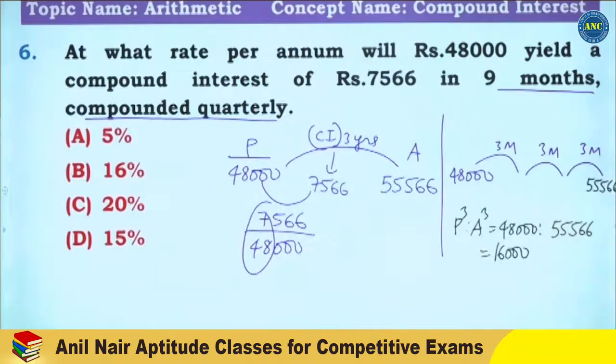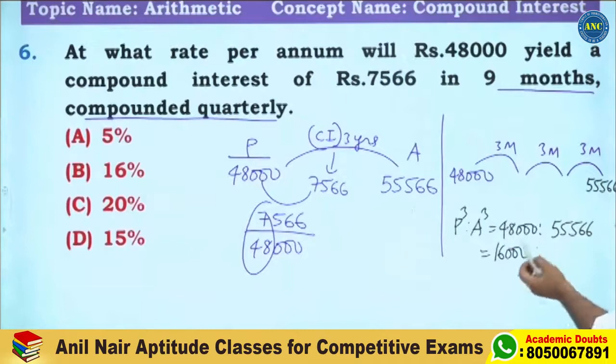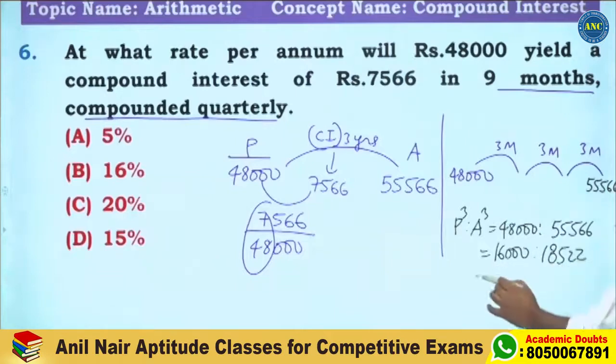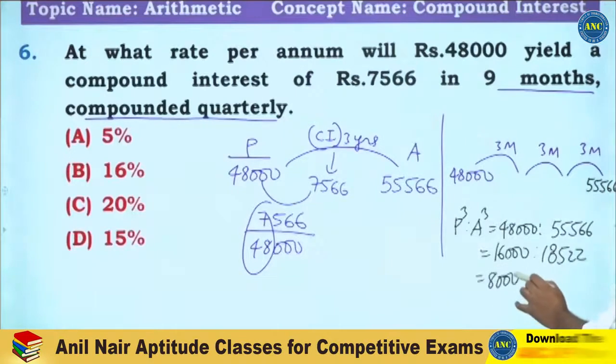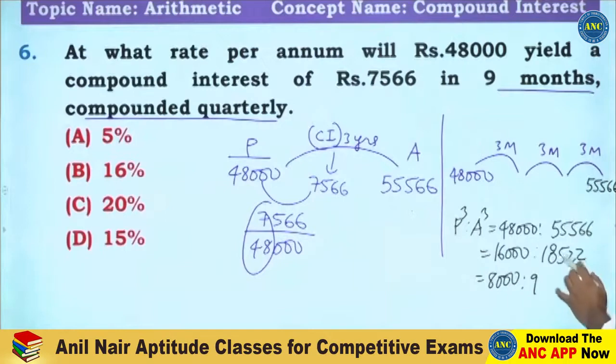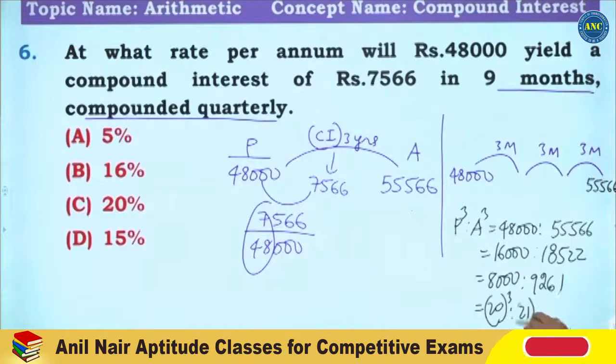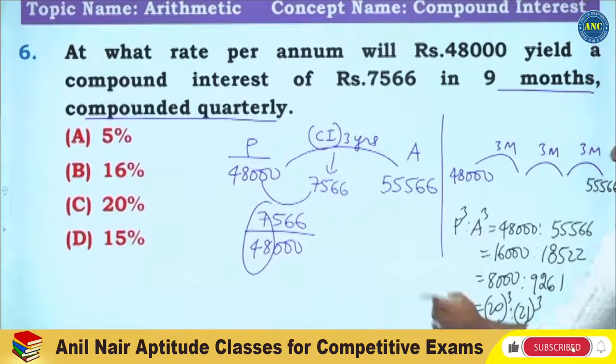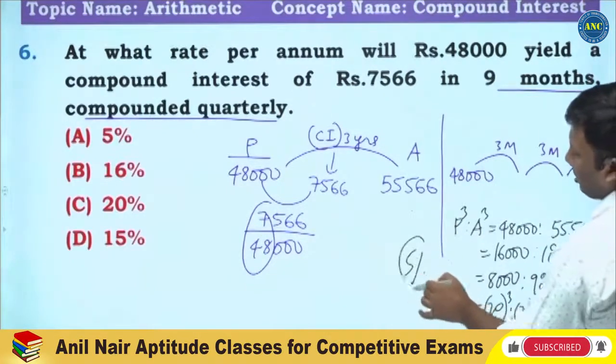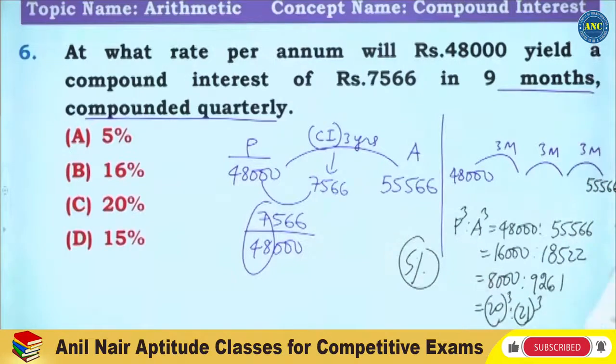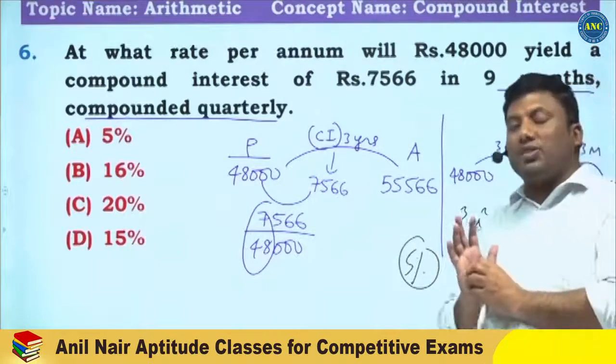316,000, sir. This will be 3 times 18 is 54, 15, 2, 2. 2 8s are 16, 2 9s are 18, towards 6 1. This will be 20 cube, this will be 21 cube. 1 by 20 is 5%. This is what you will do. That is what I am saying.